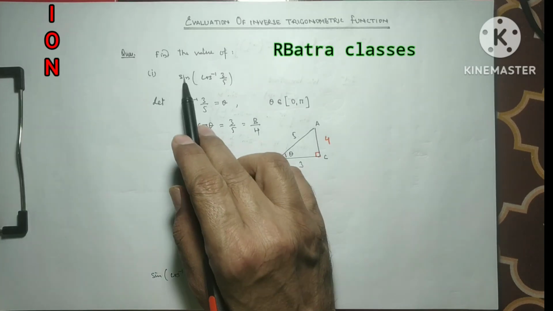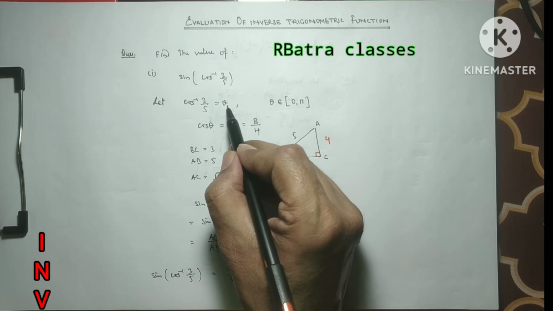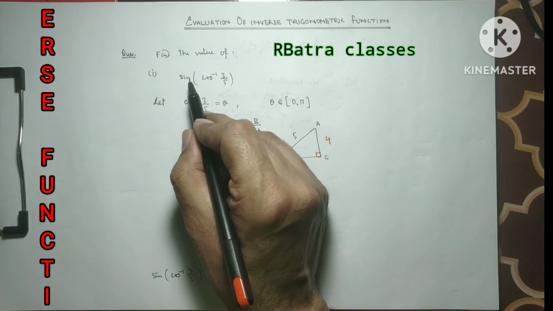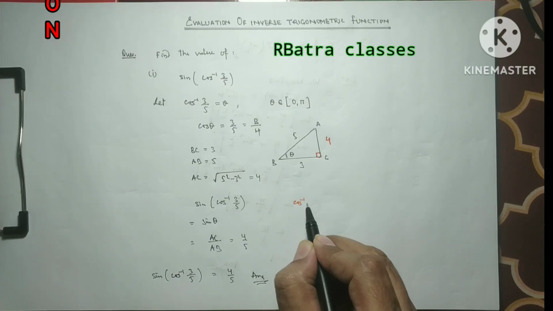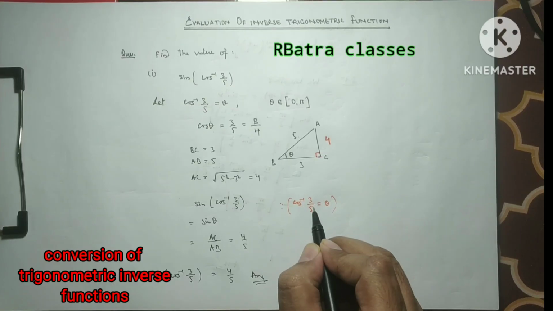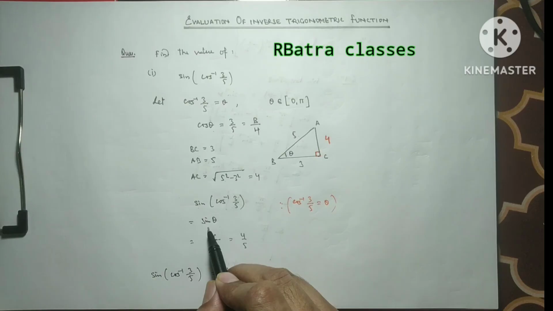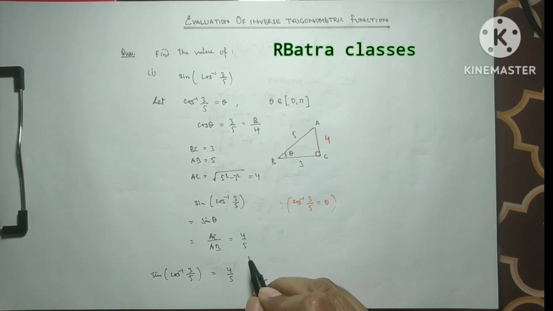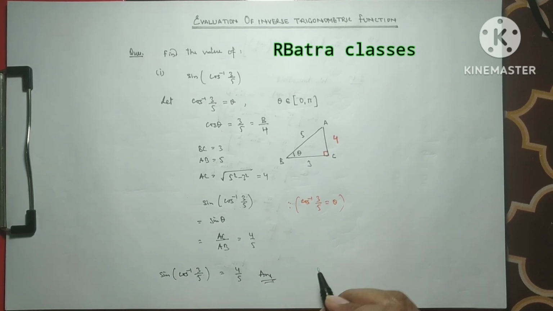It means sine of cos inverse 3 by 5, and cos inverse 3 by 5 we consider as theta. So we can put theta in the place of cos inverse, it becomes sine theta. And we put this value in this bracket, so it becomes sine theta, and sine theta will be perpendicular over hypotenuse, so it is 4 by 5. That is, sine of cos inverse 3 by 5 is 4 by 5. This is the answer.